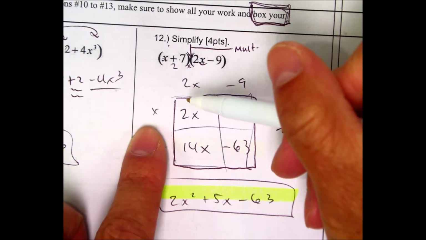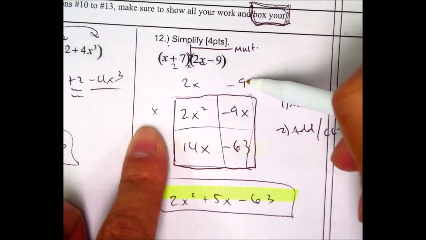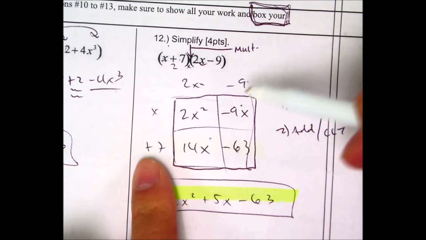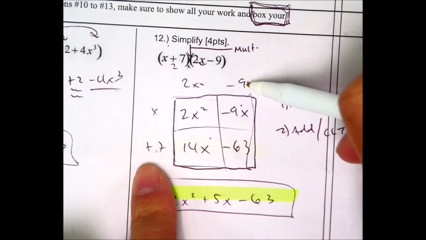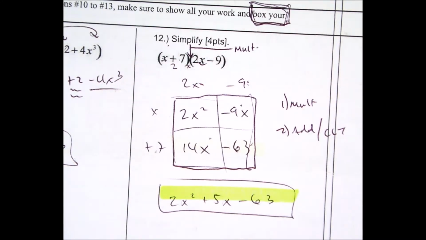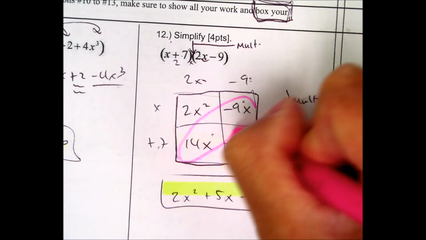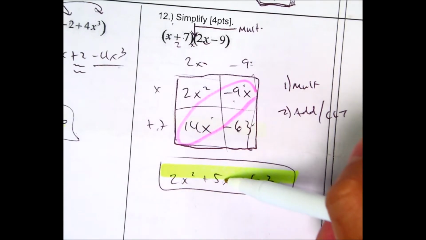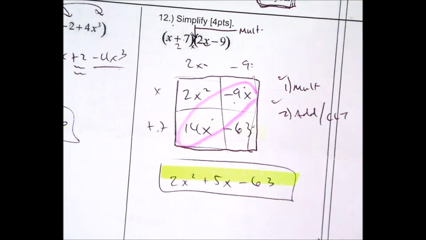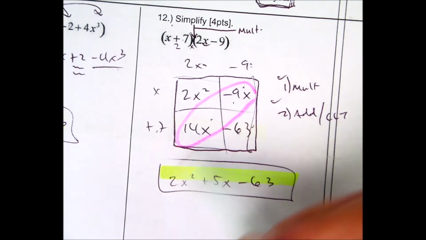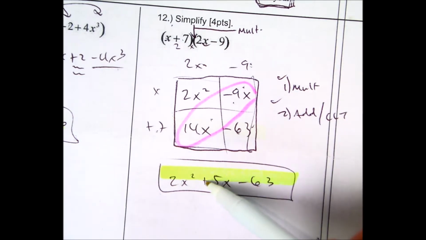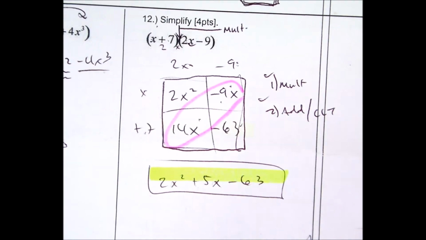So I have x times 2x, that'll give you 2x squared. X times -9 is -9x. 2x times 7 is 14x. And 7 times -9 gives you -63. These two are the only ones that are like terms. So 14 and -9 gives you 5x, because remember you are adding. 2x squared plus 5x minus 63. If you got something in there correct, I gave you 2 points. I took off a point most likely for your math operations.